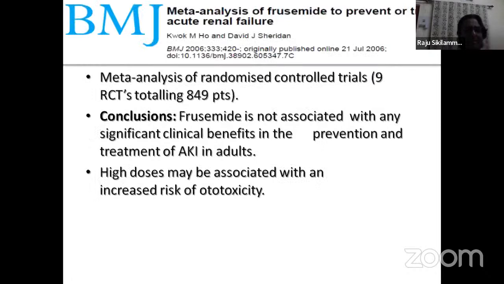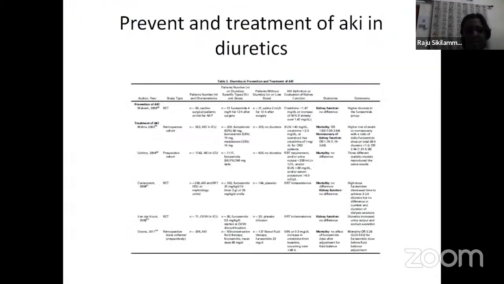Then the BMJ study on prevention of AKI using diuretics. The meta-analysis included randomized controlled trials, a total of 84 patients. The conclusion was that furosemide was not associated with any significant clinical benefits in the prevention and treatment of AKI. High doses may be associated with the risk of ototoxicity. There are a number of randomized controlled trials shown in the table there. None of them showed benefit in preventing AKI, and none showed a mortality benefit.